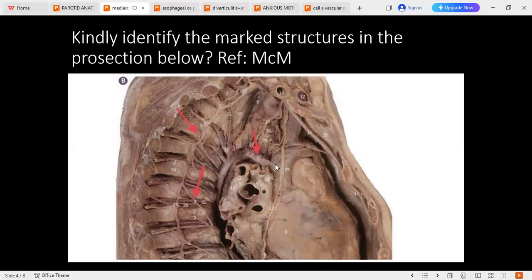From the femoral vein, it goes to the external iliac vein, then the common iliac vein, then the inferior vena cava, then the right atrium, then through the AV valve into the right ventricle, and then the pulmonary trunk and pulmonary artery. Okay, good. Thank you, ma'am.